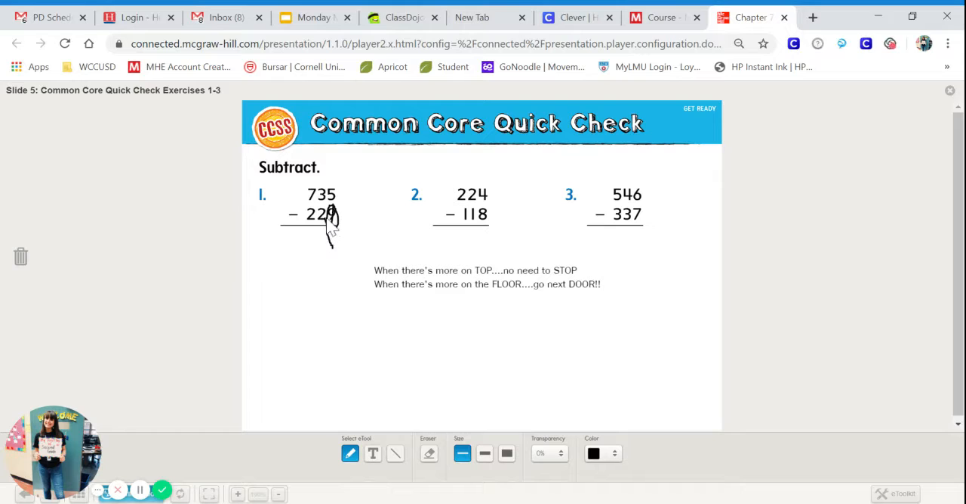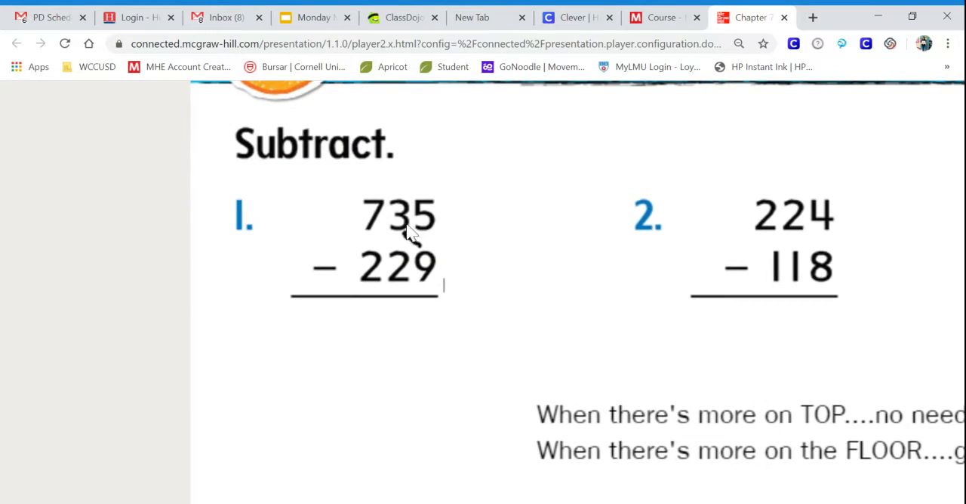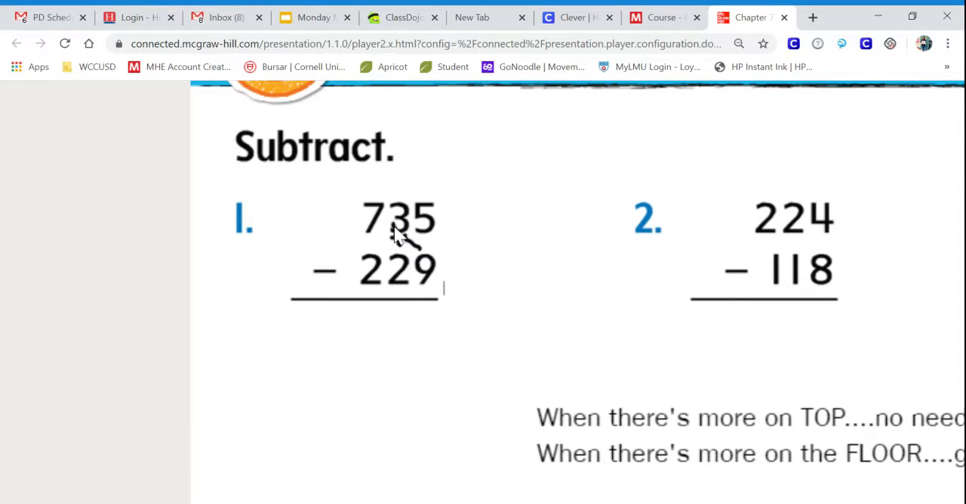So, when there's more on the floor, oh my gosh, this looks like scribble. I don't want you guys to see that. When there's more on the floor, we are going to go next door. We go next door and we say, excuse me, Mr. 3, can I have 1? So we're going to do 3 minus 1, 3 take away 1. If you need to, you can draw on the side. 3 minus 1, and we have 2.